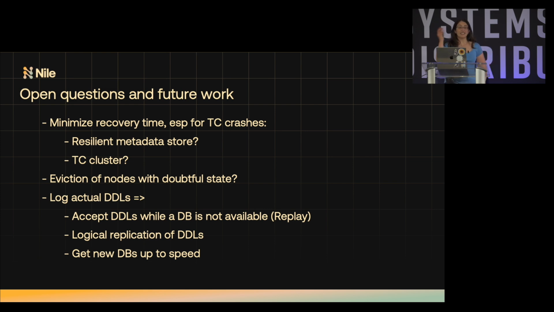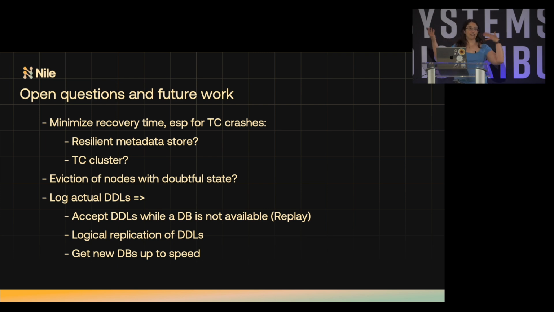One of the ideas we've had, first of all, we're trying hard to minimize the recovery time. Our metadata database, the one with the optimized table, it's not very resilient. It's a single Postgres. It's as good as that. We're thinking maybe use etcd, maybe use Consul for that. Maybe have a cluster of transaction coordinators. Will that make things more resilient?